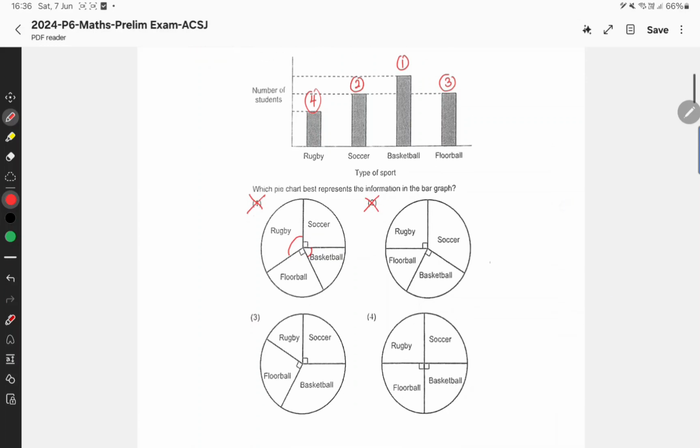Okay, now let's look at option 3. Option 3, basketball has the most, rugby has the least, followed by floorball and soccer, they have the same amount, indicated by this 90 degrees. So the answer to this question is 3.